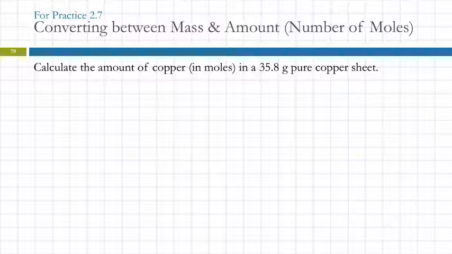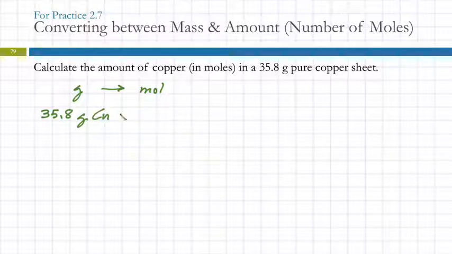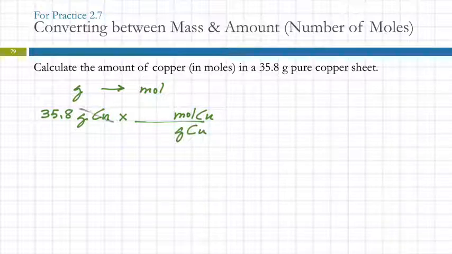So what we're doing here is we're taking grams and we're changing that into moles. The conversion factor is on the periodic table. We get the units in place. We've got 35.8 grams of copper. I'm going to have one factor, moles of copper on top and grams of copper on the bottom. So the units work out. 1 mole of copper weighs 63.546 grams.